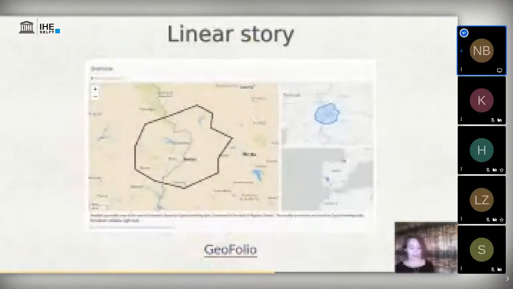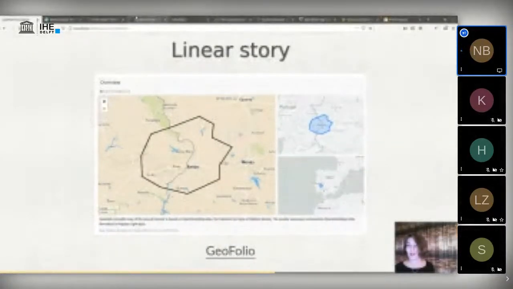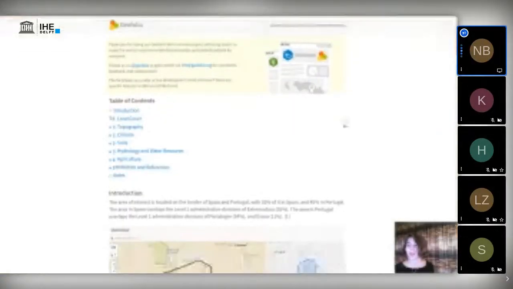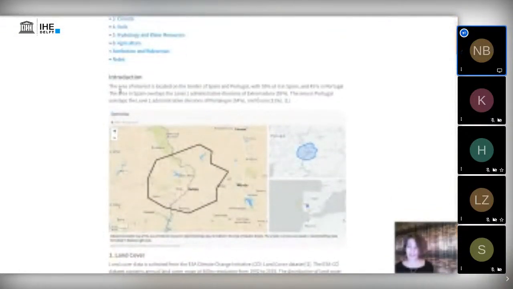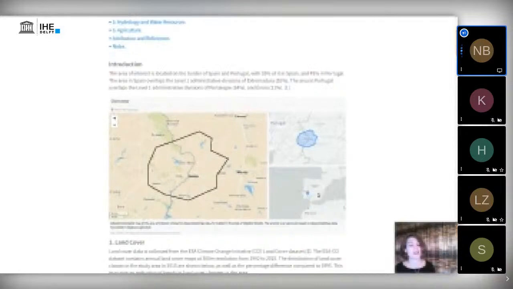Another way to do this, and restrict maybe the freedom that a user has, is to give a more linear story. This is also something that somebody gave a tip to me about. It's Geofolio, a website where you can ask for a data sheet on a specific area. Then you get this really linear data sheet. They start out with an introduction and give you an overview, like, hey, this is our area of interest, this is what we're going to look at. Our area of interest is located somewhere in Spain and Portugal.